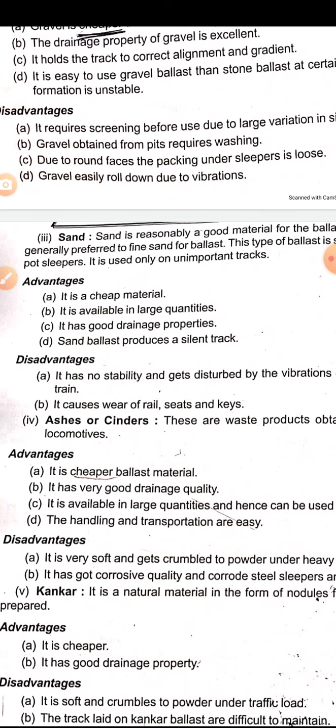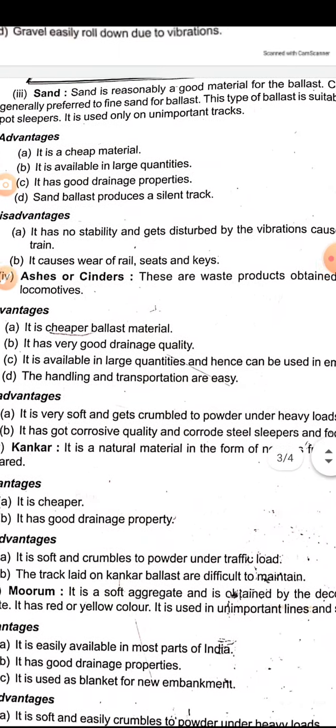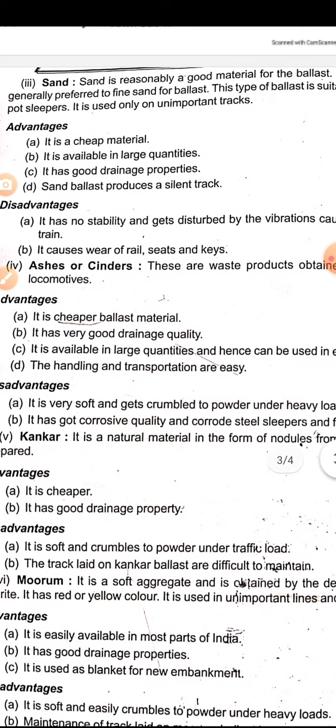Okay, next is sand. Sand is a reasonably good material for the ballast. Coarse sand is generally preferred to fine sand for ballast. Okay, coarse sand is used. This type of ballast is suitable for packing pot sleeper.